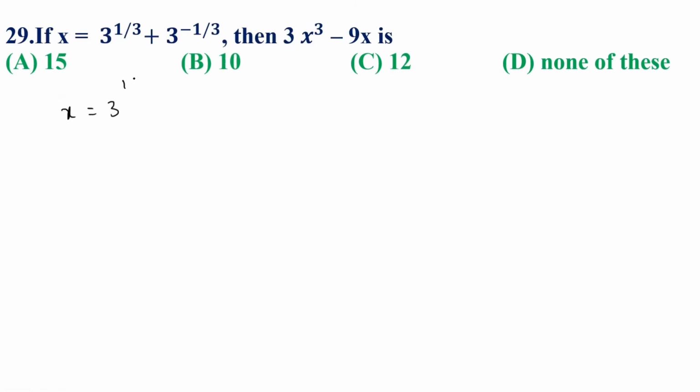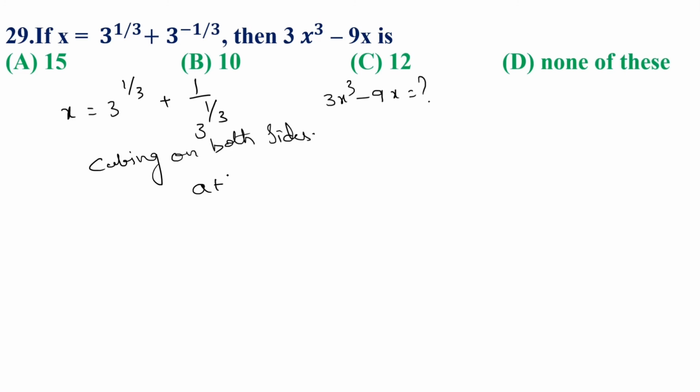x is equal to 3 to the power of 1 by 3 plus 1 by 3 to the power of 1 by 3, they have given. So what do I need to calculate? 3x cube minus 9x I need to calculate. Cubing on both sides, (a plus b) whole cube is a cube plus b cube plus 3ab into (a plus b). x cube.